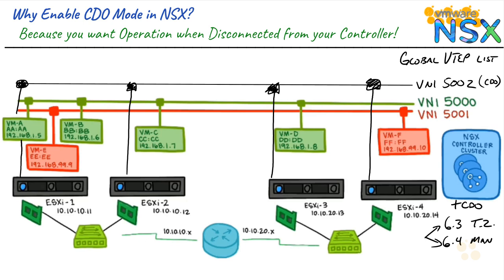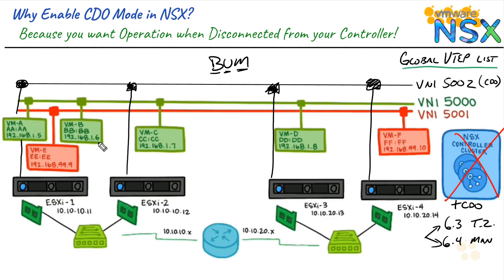But in that scenario where we are completely disconnected from the NSX controller cluster because it's offline, then the global VTEP list kicks in. When a host recognizes that it cannot contact the control cluster, then when we have BUM traffic, broadcast, unknown unicast, or multicast, the host will forward the frame to every member of the global VTEP list.